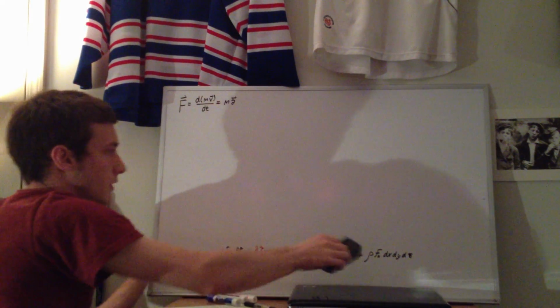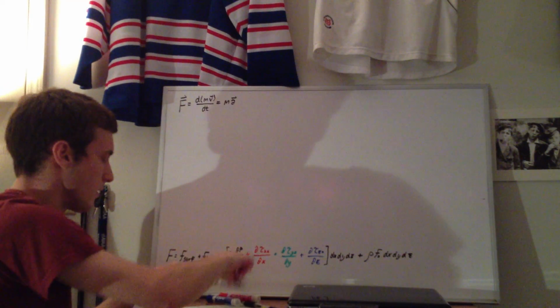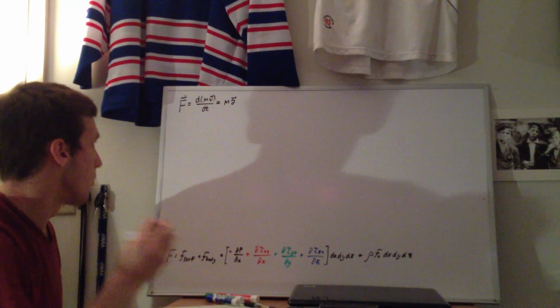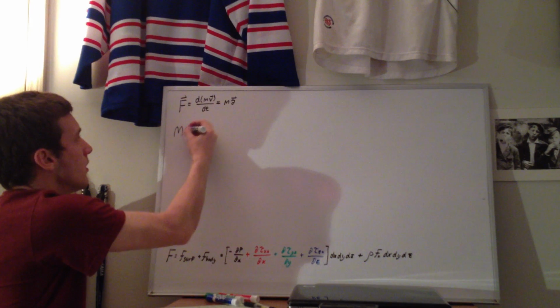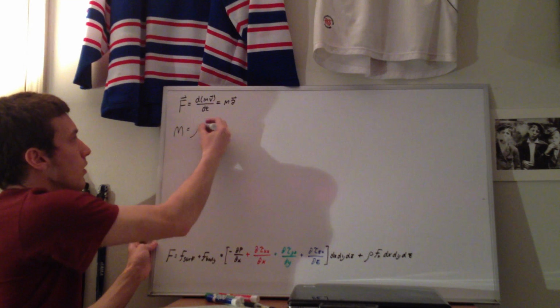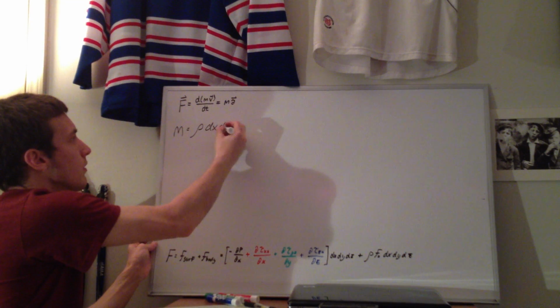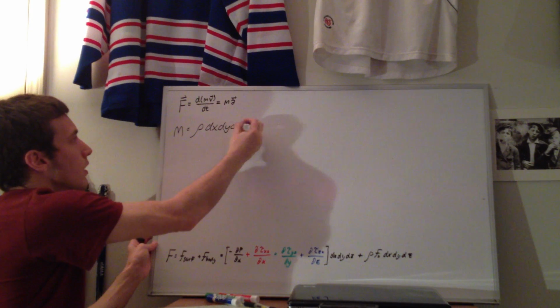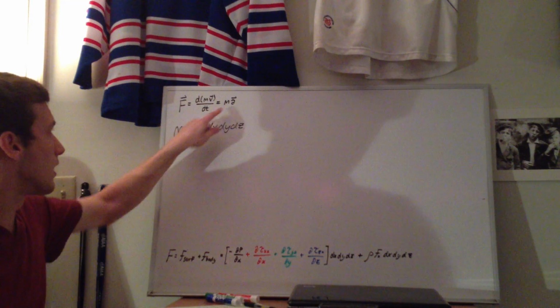Okay. So I'm leaving this bottom equation so we can see that. We know that the mass of the fluid element is equal to the density times the volume of the fluid element. So that takes care of the mass.